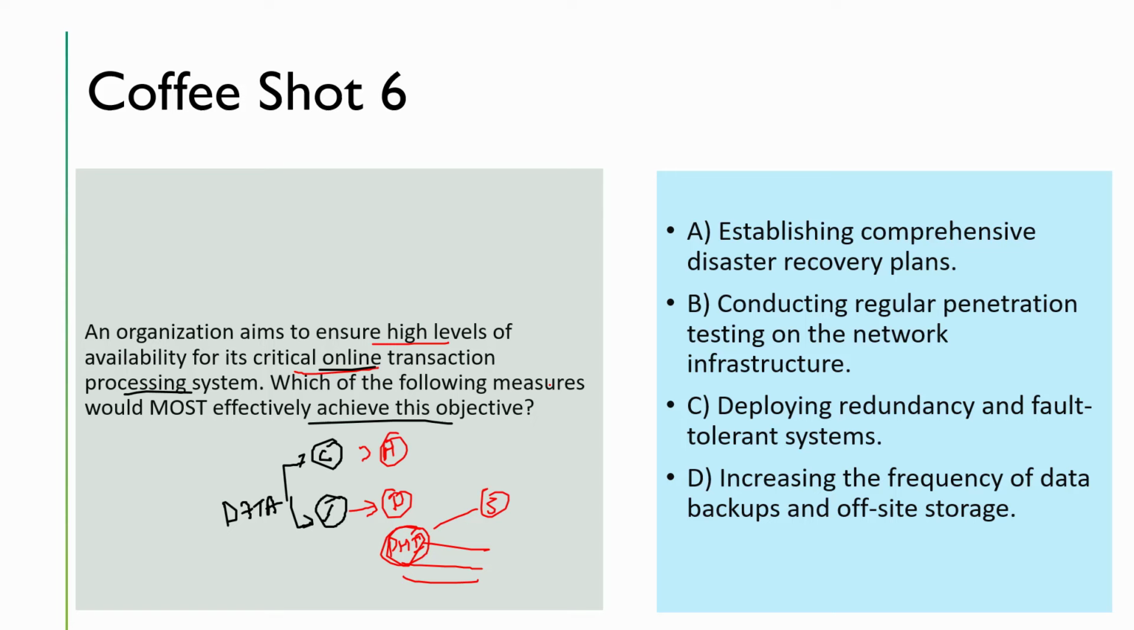Okay, B says conduct a regular penetration test. We can go for a penetration test also, but a penetration test is all about exploiting the vulnerabilities, and when you're doing an aggressive pen test, it can down the system. Third is redundancy and fault tolerance systems.